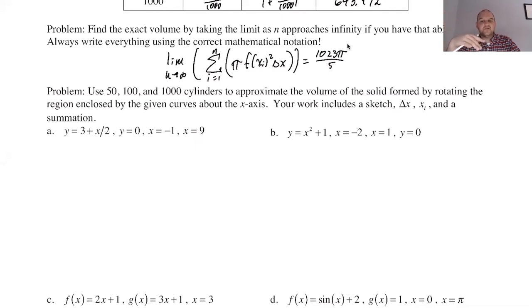Because you're going to go to your calculator, set up a function, probably as a function of n, and just plug in 50, then 100, then 1,000. So that's not a big deal. To approximate the volume of the solid formed by rotating the region enclosed by the given curves about the x-axis, your work includes a sketch, delta x, x sub i, and a summation. So that's what we've got to do.